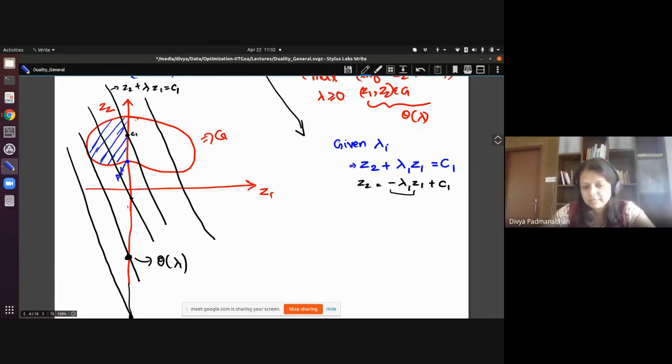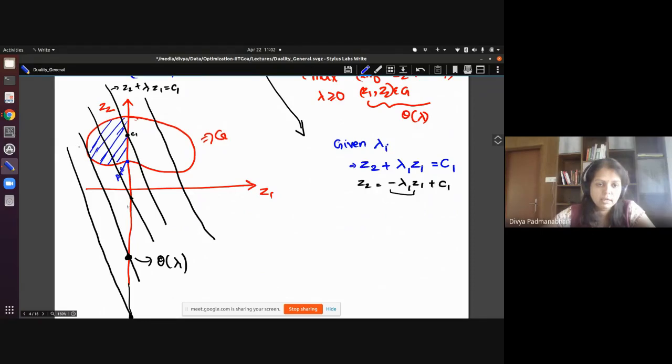So all this theta of lambda is now a lower bound for the primal optimal. P star is here and theta of lambda 1 is here. Now, if I took some other slope, let me try to draw maybe some other slope.